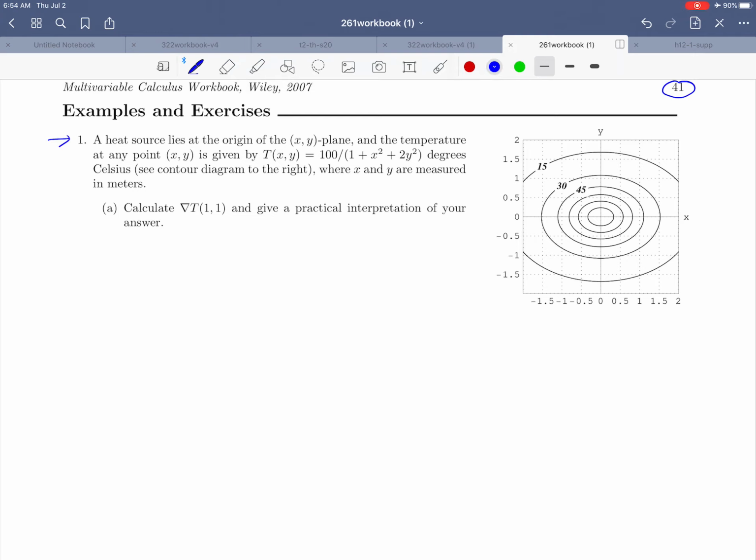So we've got a heat source that's lying at the origin of the xy plane, and they're giving us a function that represents the temperature at any point in the plane, and our distances are being measured in meters. Okay, and they're going to ask us to calculate and interpret some quantities here. So let's start with part A. They'd like us to calculate the gradient of T at the point (1, 1).